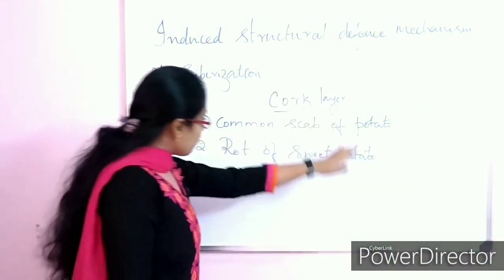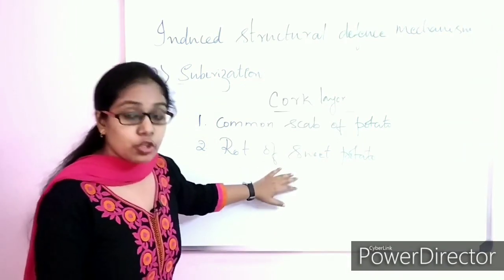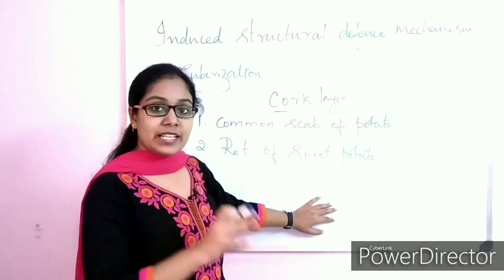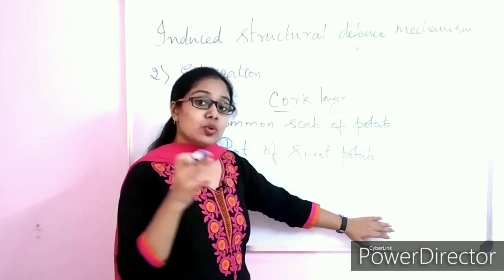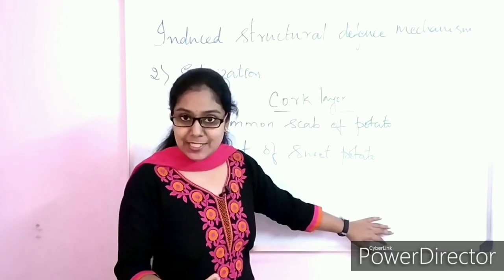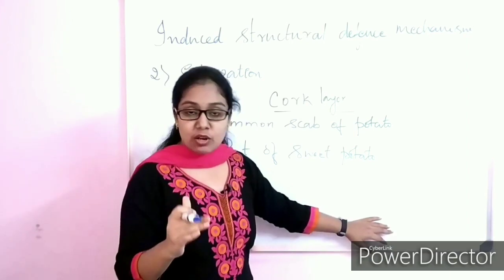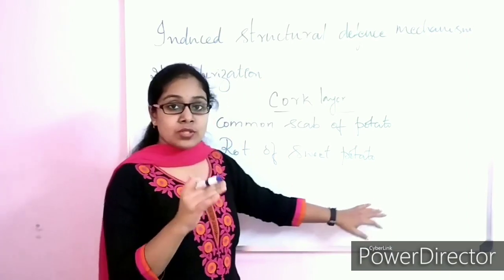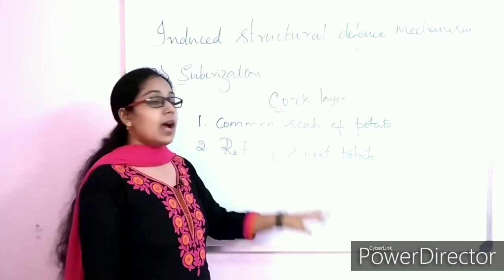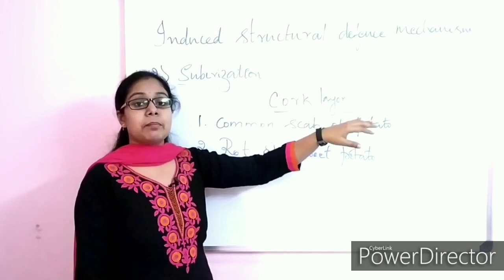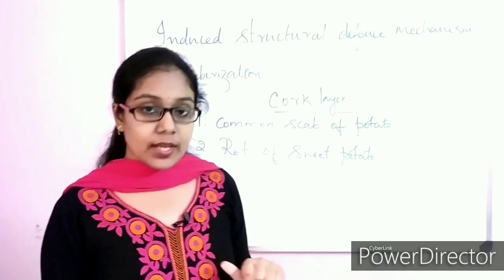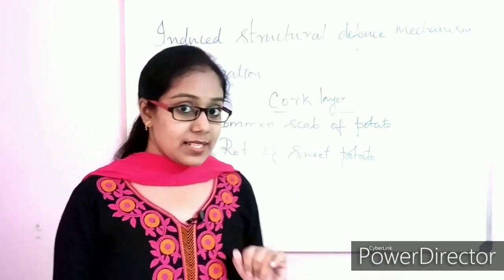So in the common scab of potato and rot of sweet potato, you can see that the infected cells are suberized, and those infected cells are finally isolated from the healthy cells so that further colonization should not take place. In order to avoid the colonization of the tissues, those infected cells are deposited with suberin. Even the scar layer is part of the natural healing system in the plants. Okay, so this is about suberization.